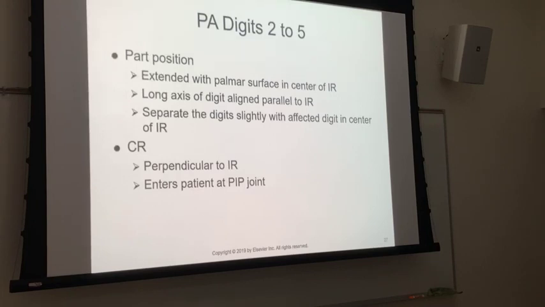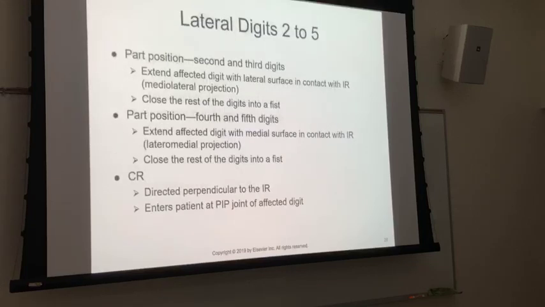Central ray. Well, first off, separate the digits just a little bit to make sure you don't get soft tissue overlap in between them. That doesn't mean you have to fan them out like that. Just separate them enough to where they're not going to overlap each other. Okay? So separate them a little bit with the affected digit in the center of the image receptor. Central ray perpendicular to the image receptor enters at the proximal interphalangeal joint. That's your fingers from 2 through 5. Okay?